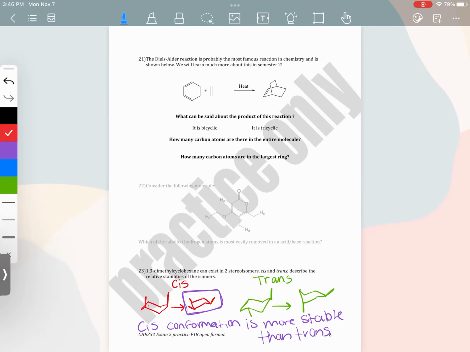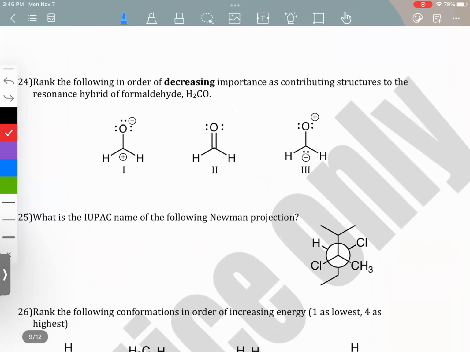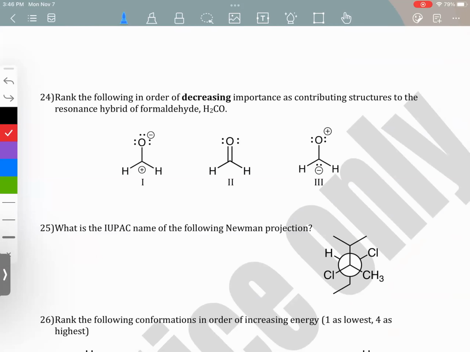Yeah, we go to the next one. So question 24. Rank the following in order of decreasing importance as contributing structures to the resonance hybrid of formaldehyde, H2CO. So this is formaldehyde, and we're ranking them in decreasing importance, from most to the least. So we have 1, 2, and 3. Which one can we say is the most important?